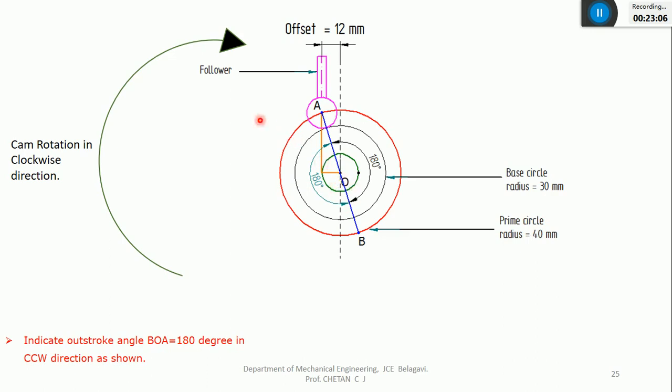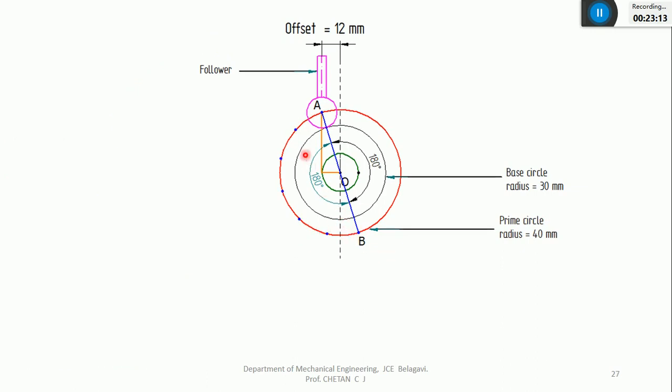Use the protractor, again mark the points on this prime circle only. Yeah, you can zoom in. Now you got all the dots. You can see the blue color dots, which are nothing but 30 degree with respect to the center of the circle. Using the protractor, I have indicated all these divisions on the prime circle.